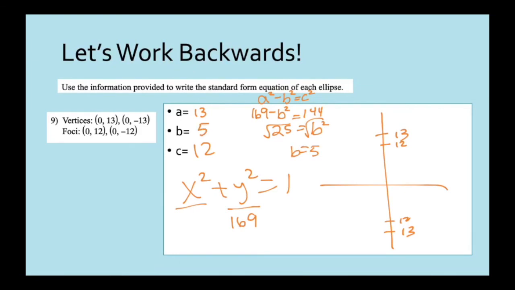We square that to put it on the bottom, which we really didn't need to take the square root. We needed the b squared value. That's fine. We got 25. Our equation has been found.